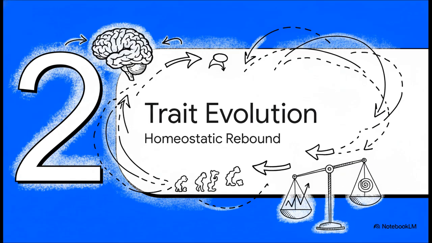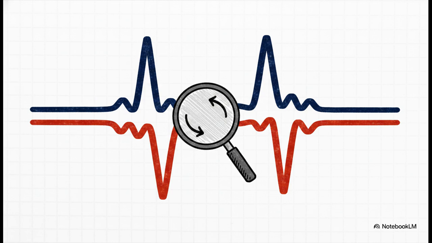Section 2. Trait evolution and homeostatic rebound. So what happens when you train this top-down regulation for, say, thousands of hours?